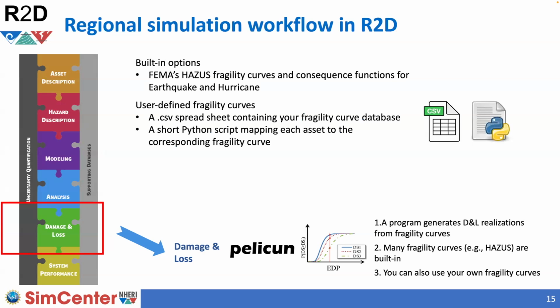What you need to do is simply prepare a CSV spreadsheet containing your fragility curves. Each row is one of your fragility curves. And you also need a short Python script to match these fragility curves to their corresponding buildings. You only need these two inputs, and in R2D, we can do this regional simulation for you.